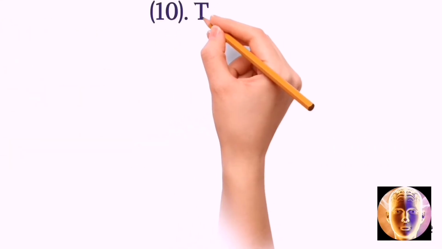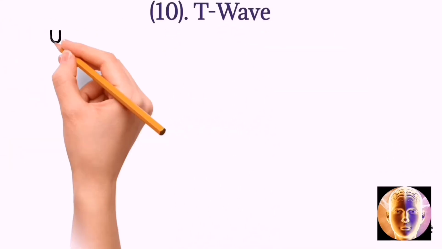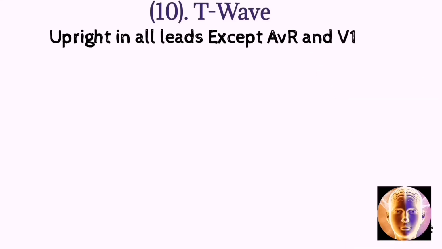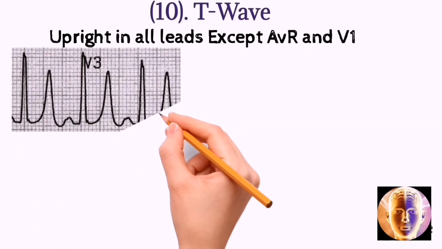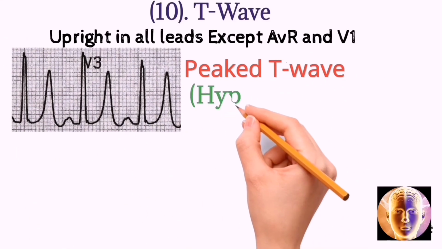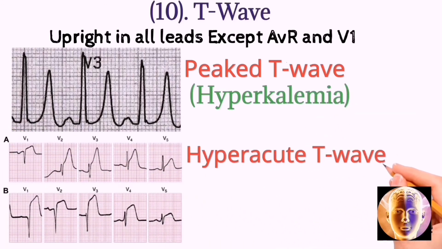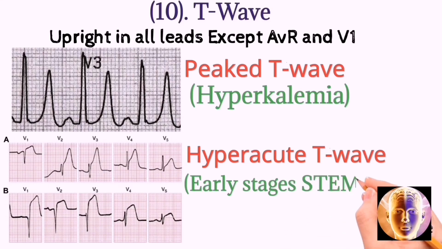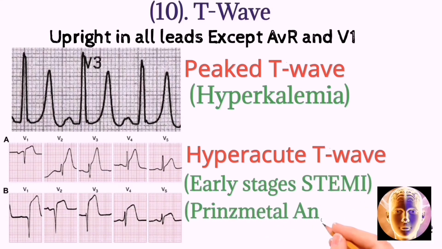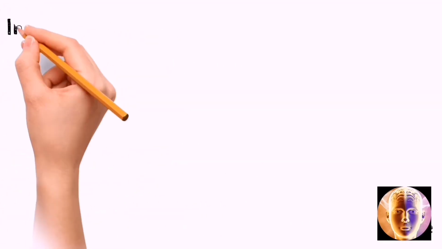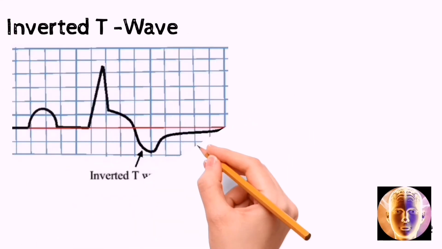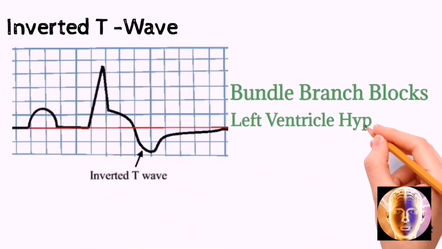Step 10 is T wave. T wave is upright in all ECG leads except AVR and V1. In this ECG, peaked T wave is present. This is seen in hyperkalemia. In this other ECG, hyperacute T waves are present. This is seen in early stages of ST elevation MI or STEMI and Prinzmetal angina. This ECG shows inverted T wave, seen in bundle branch block and left ventricular hypertrophy.